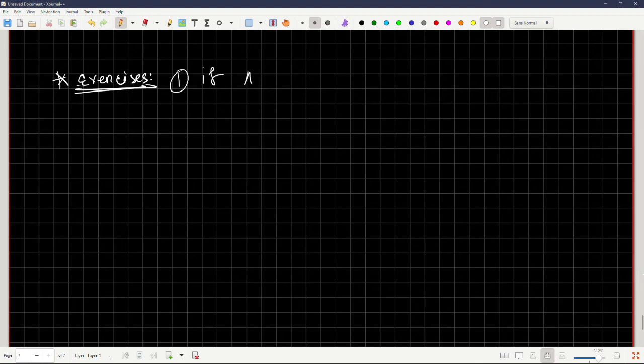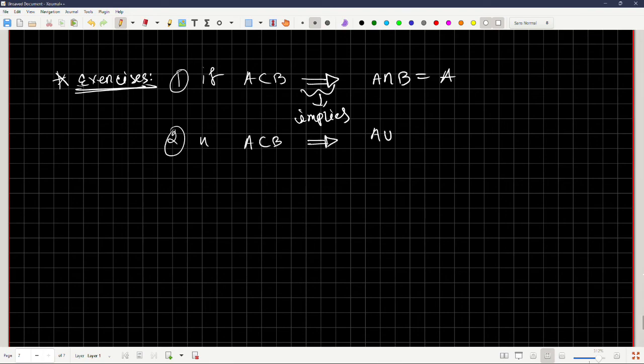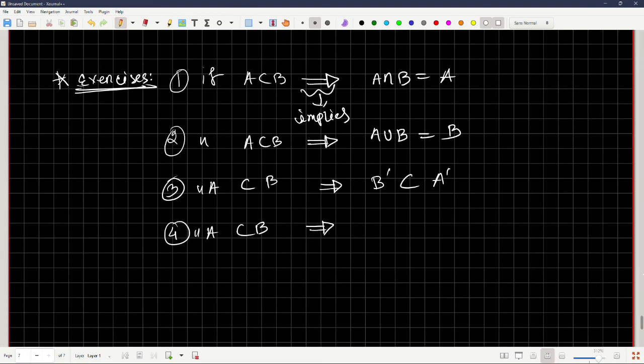1. If A is a subset of B, then this implies, so this right arrow means implies, A intersection with B is just A. 2. If A is a subset of B, this will also imply A union B is just B. 3. If A is a subset of B, then B's complement, or B prime, is a subset of A prime. 4. If A is a subset of B, this will imply A union (B set difference A) equals B.